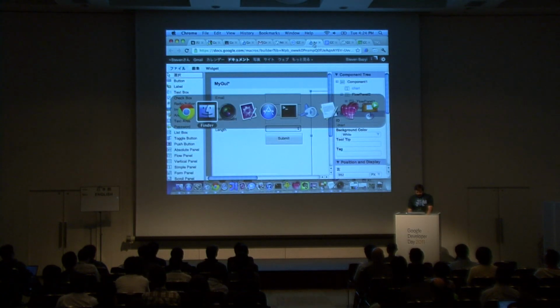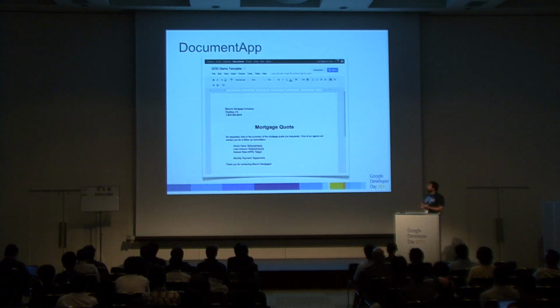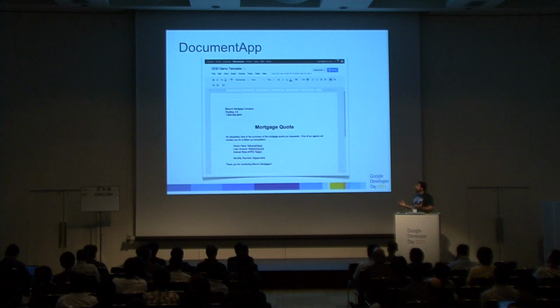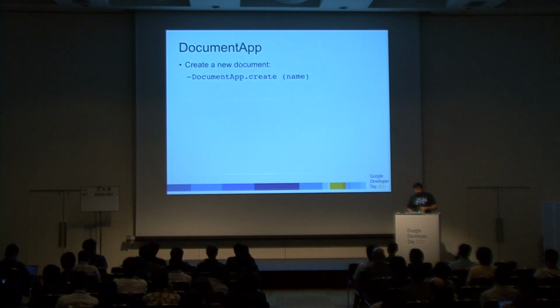So let's see how that is built. The first service I want to talk about is a service in AppScript called the document app. What this gives you is full access for manipulating a Google Doc, our word processor in Google Apps. This is just a screenshot of the template. The service allows you to create documents very easily. Just say document app.create, and that will give you a new blank document that you can work with.